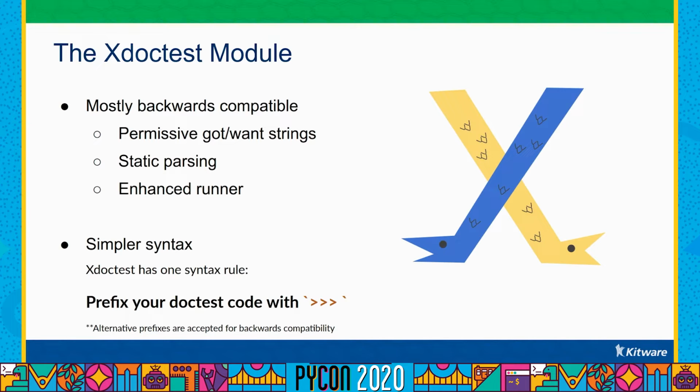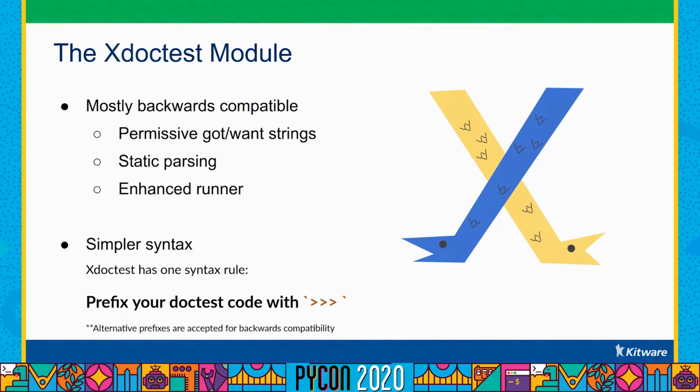But by far, the most important feature of Xdoctest is it has simpler doc test syntax. Instead of having to prefix your code with either chevrons or dots, depending on if it's a multi-line statement or not, Xdoctest has one rule. Put 3 chevrons in front of everything and be done with it.